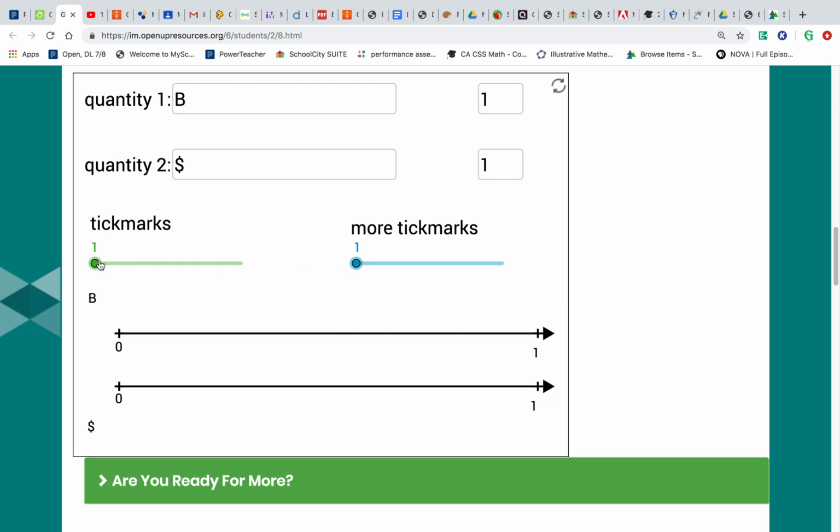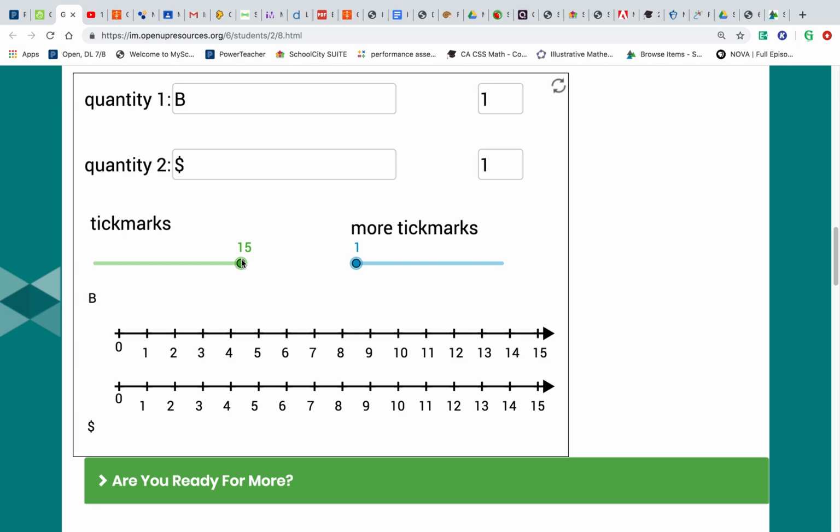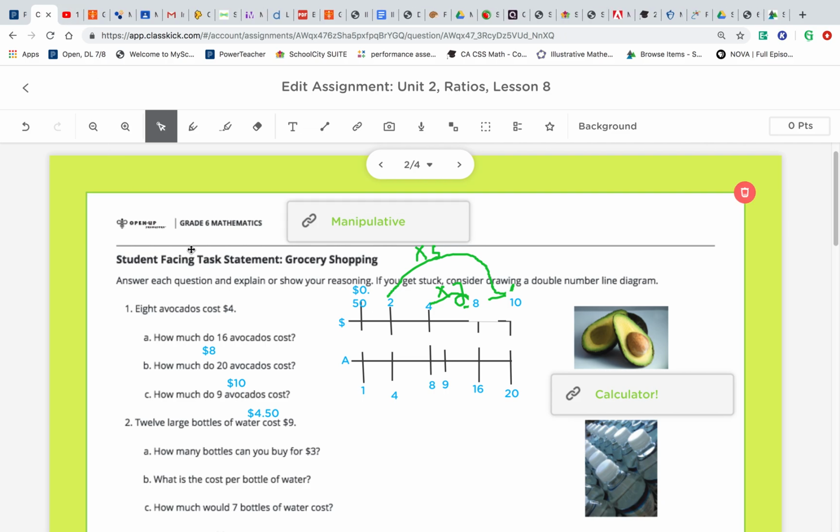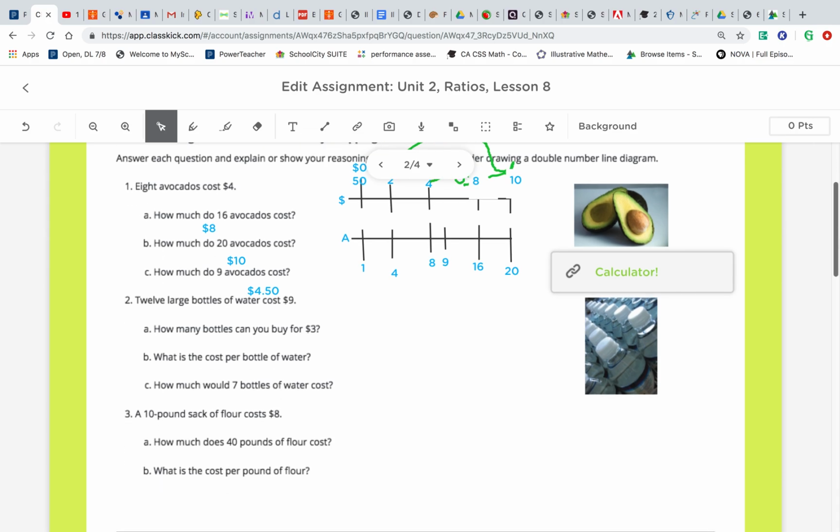Now, if you change this one here, you can see how it changes there, right? And they work their way up there. So you can go all the way up to 15 here, and then with this, you can add in even more. And it gets pretty busy. So if you want to play around with this, it's a good thing to play around with. But you're not always going to have access to it, so it's good to know how to make a double number line. Okay, so let's look at our number 2.